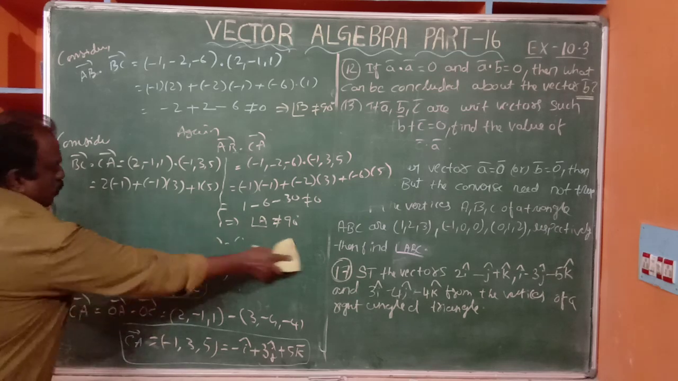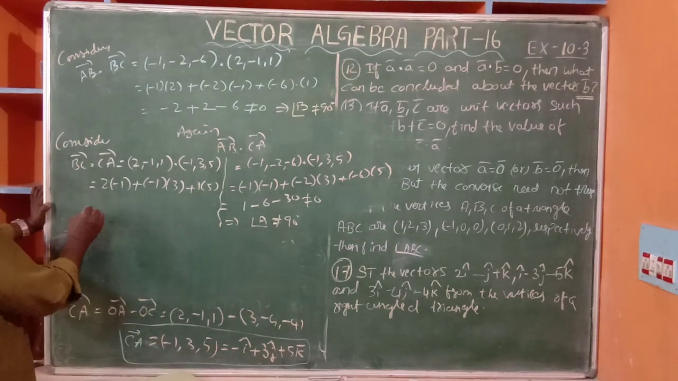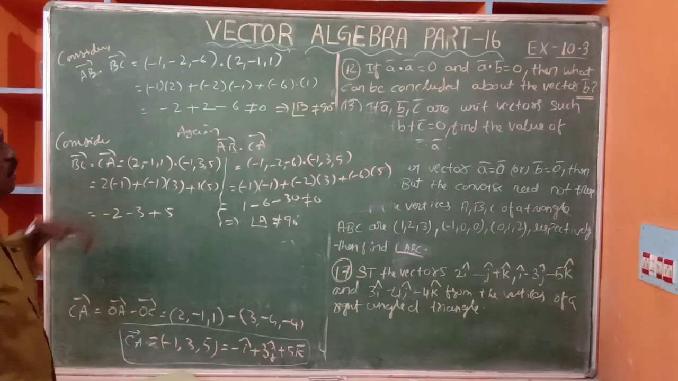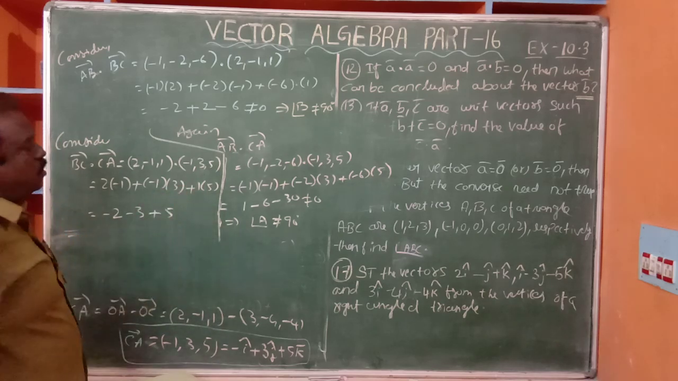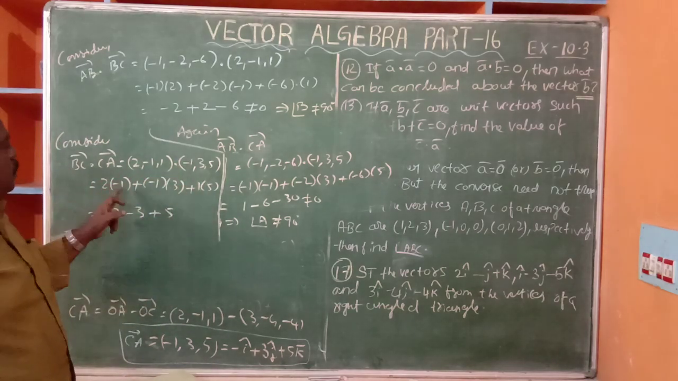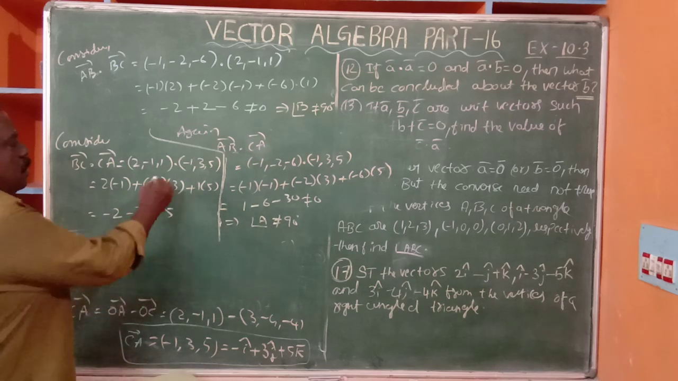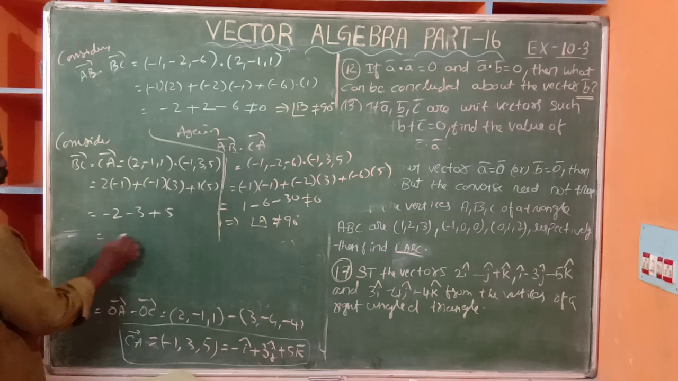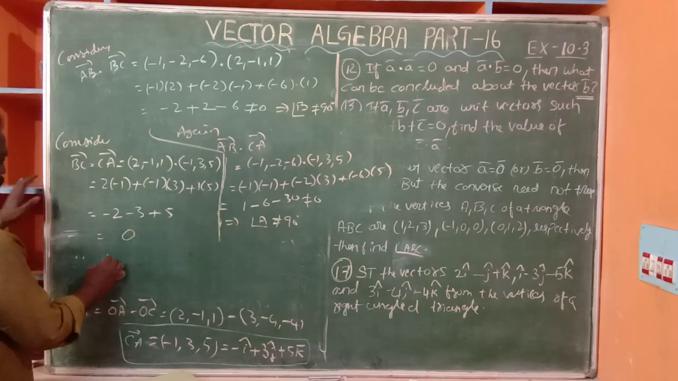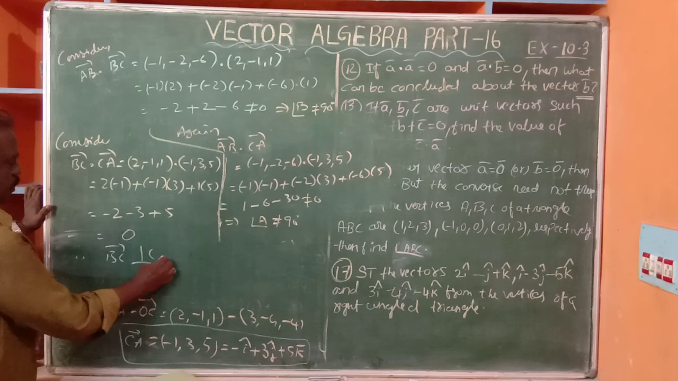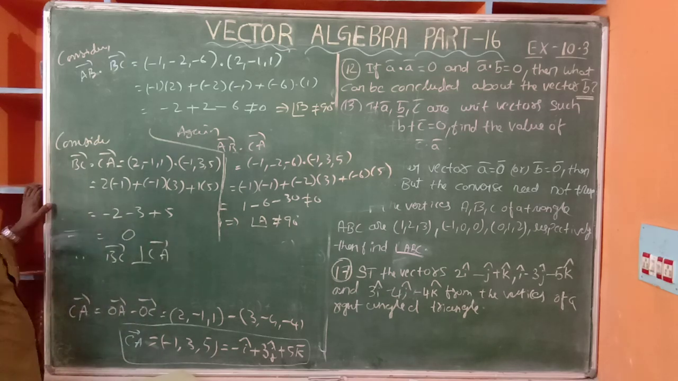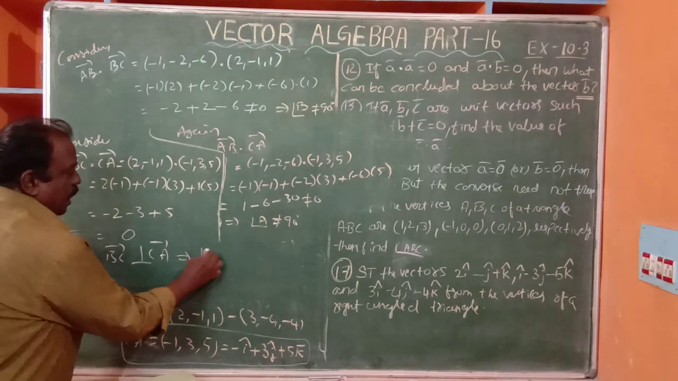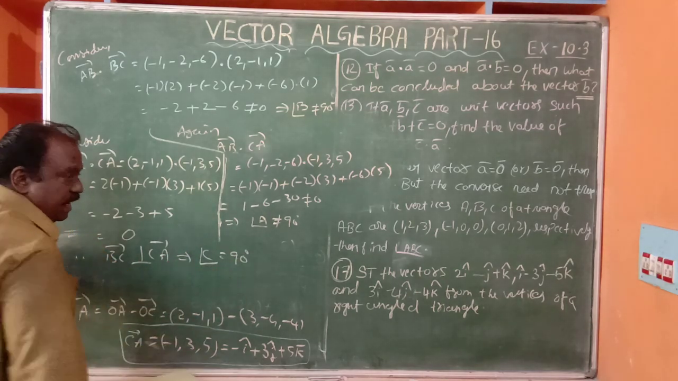It is 2 into minus 1 plus minus 1 into 3 plus 1 into 5. Don't confuse. It is minus 2, minus 3, plus 5. So it is 0. Therefore BC bar is perpendicular to CA bar. Its dot product is 0, so it is perpendicular. That implies angle C is equal to 90 degrees.